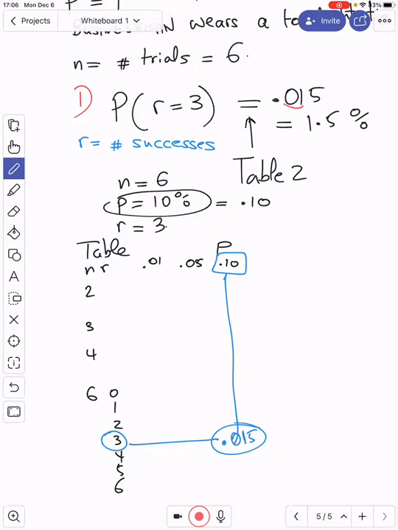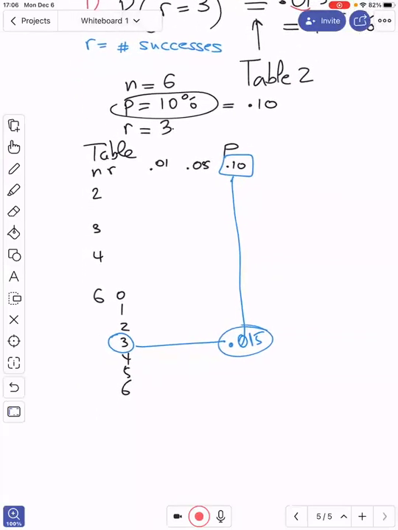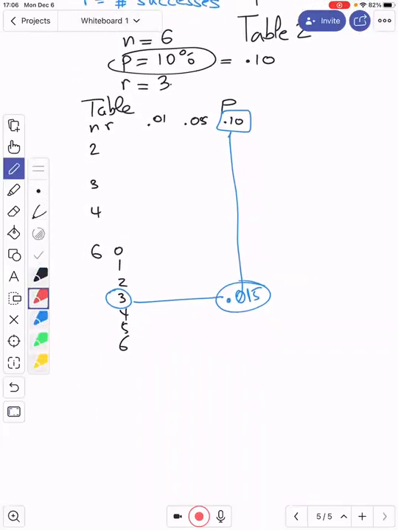Now let me move to the next. So at most 2 ties are tied. At most 2, no. So it means at most 2. It means no more than 2. Okay, so for number 2 here.